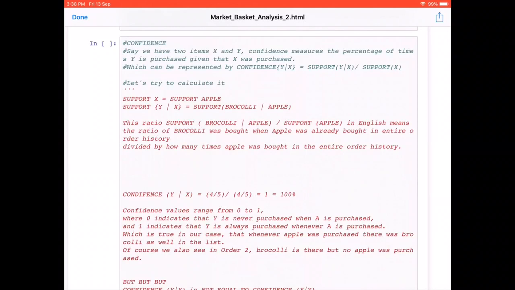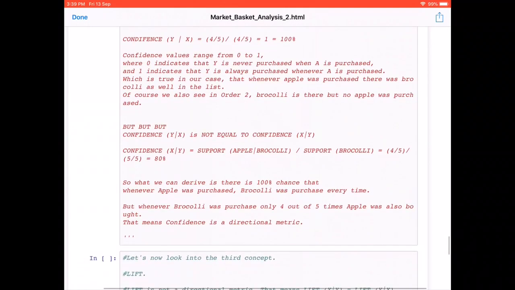But keep in mind that the confidence metric is directional. The chance that somebody will pick broccoli given that apple was picked is different from the chance that apple will be picked given that broccoli was already selected. So there are two different things, and we'll solve it with a simple calculation. The confidence that broccoli was selected given apple was already selected is a simple ratio: the support of apple and broccoli together, divided by the support of apple.